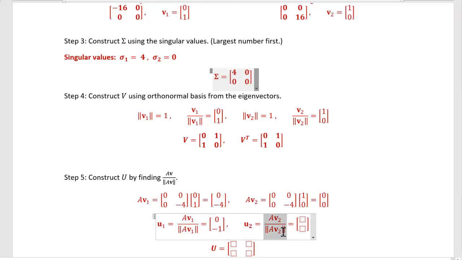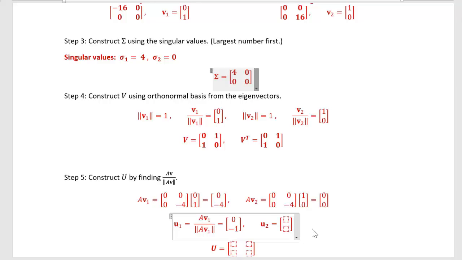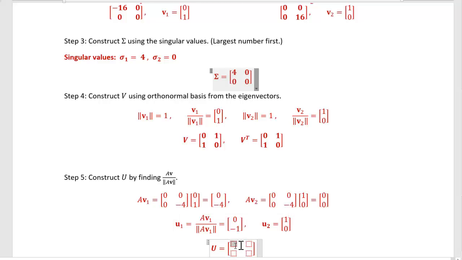So unfortunately, this is not the way to find u; we still need to find it. One way to think about it is the Gram-Schmidt process, but the other way is to simply find another vector that's perpendicular to this. There are many such vectors: anything that's 0 in the second slot and any number in the first slot would work, and the best candidate would be 1. So our u vectors are 0, negative 1 in the first column, and 1, 0 in the second column.